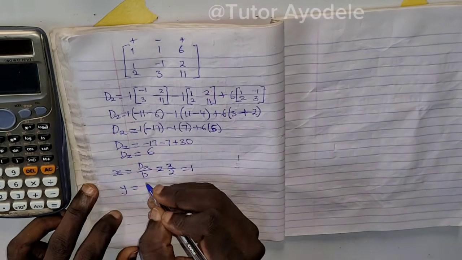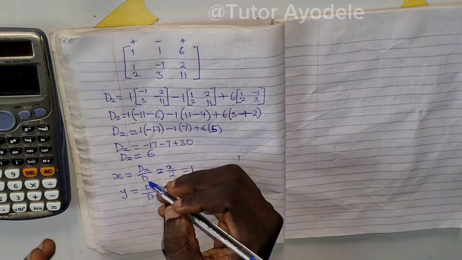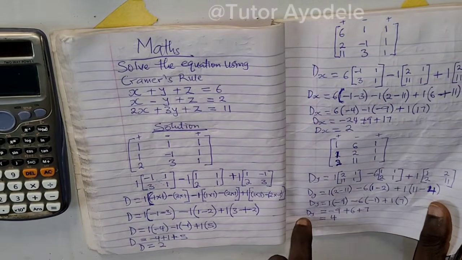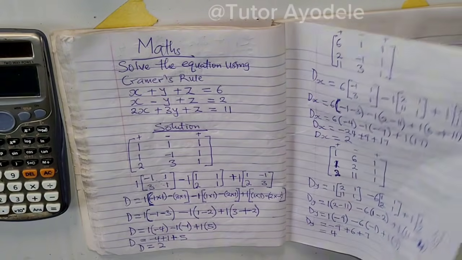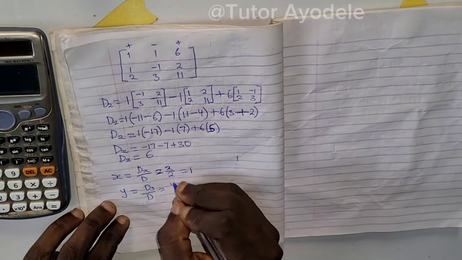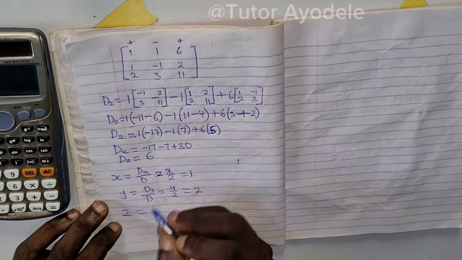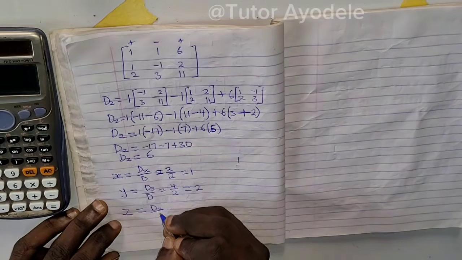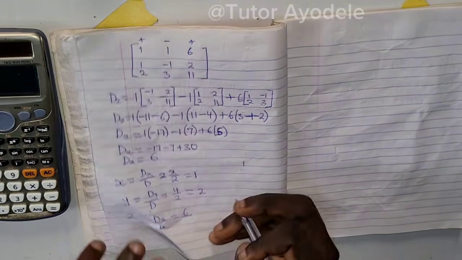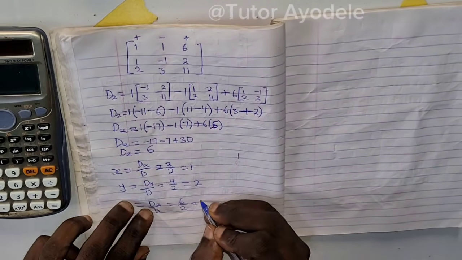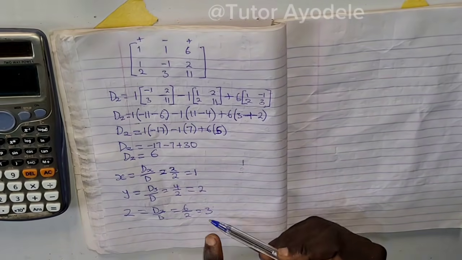Y equals to the determinant of y over the general determinant. The determinant of y is 4 over this determinant. You'll be dividing all of them with this determinant. So this will be 4 over 2, and that will give us 2. So z equals to the determinant of z over d, which is 6 over 2. So that gives us 3. So our x is equals to 1, y equals to 2, z equals to 3.